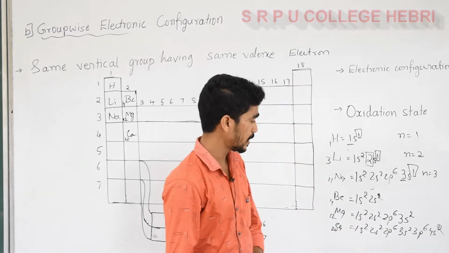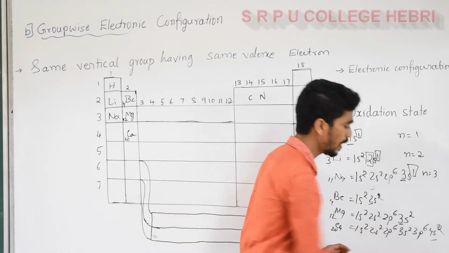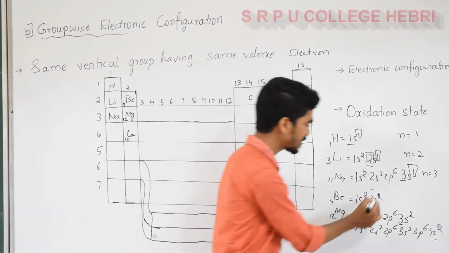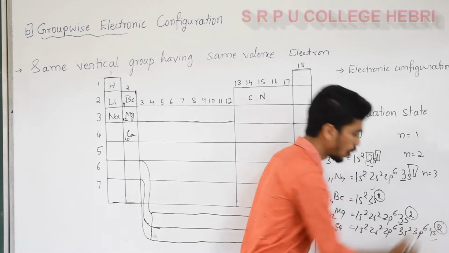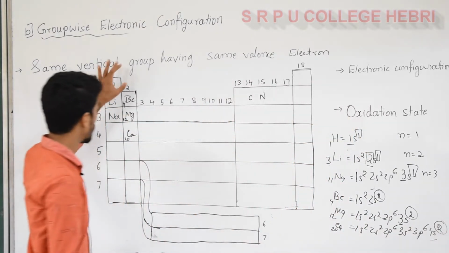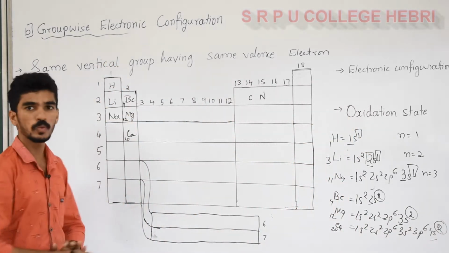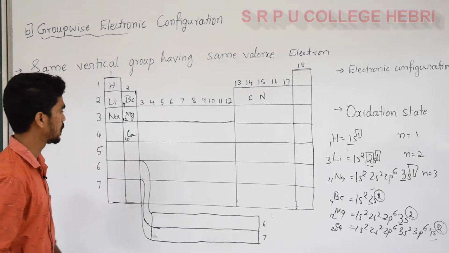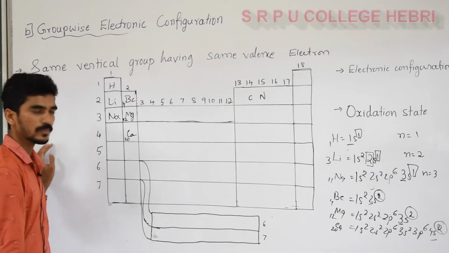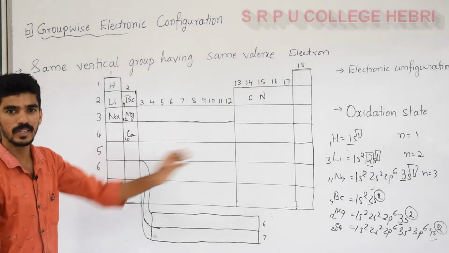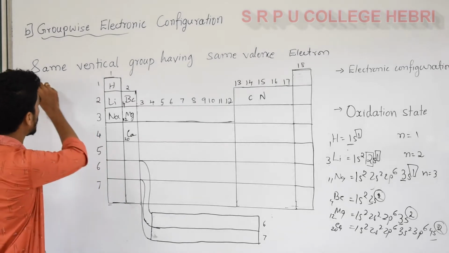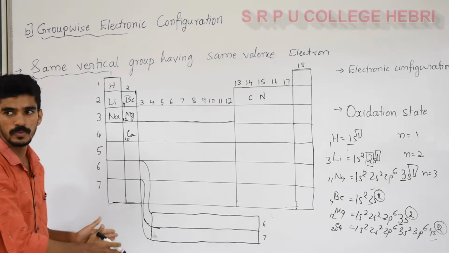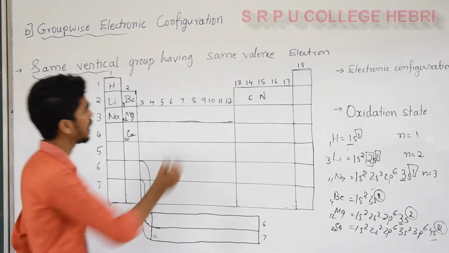So here what is the difference? Just see the valence shell. The valence shells are different, n is in increasing order, but the valence shell has 2, 2, 2. All are the same. That means in this group, the valence shell should be the same. The same number of electrons should be present there. So we can write that these groups have this particular characteristic: in the same vertical group, if it is the first group, the entire group should have the same valence shell electrons.